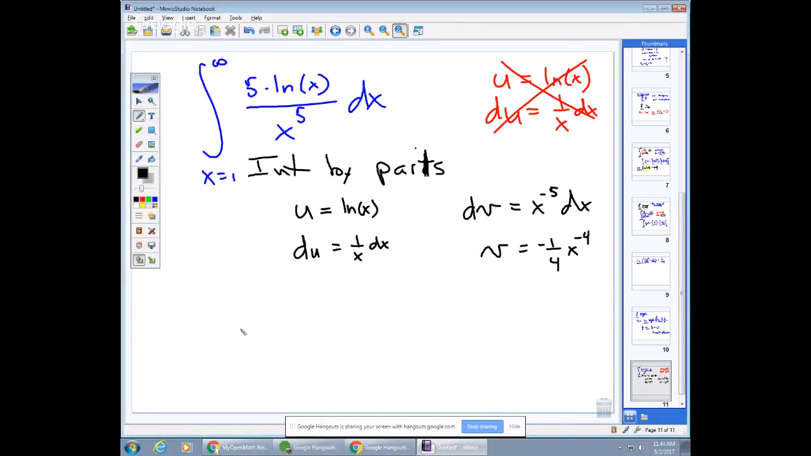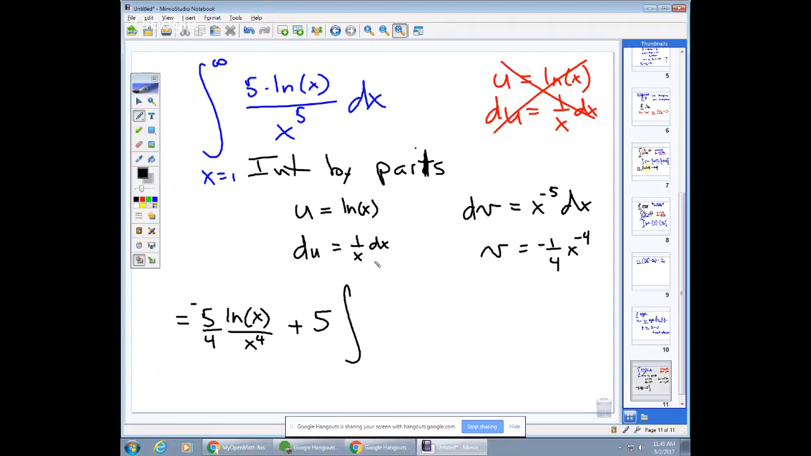All right, so we now have 5 times uv. So that's going to be a negative natural log of x over x to the 4th, and we're also going to have an over 4. So there's my uv minus 5 times the integral of v du. So we get another negative there, so we can cancel.